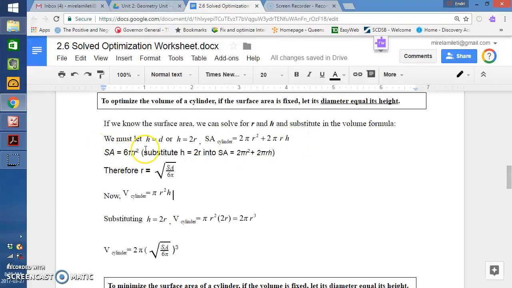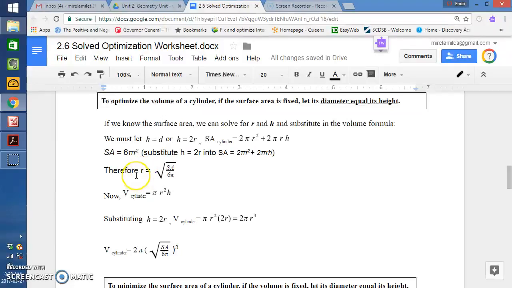And then we have the formula for the surface area. As we see here, these two terms will be like terms when we substitute r instead of h. The second term becomes 4 pi r squared and 2 pi r squared is the first term. Adding them together, we're going to have 6 pi r squared as the formula for the surface area.